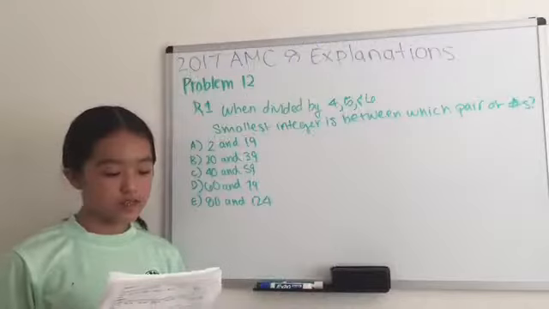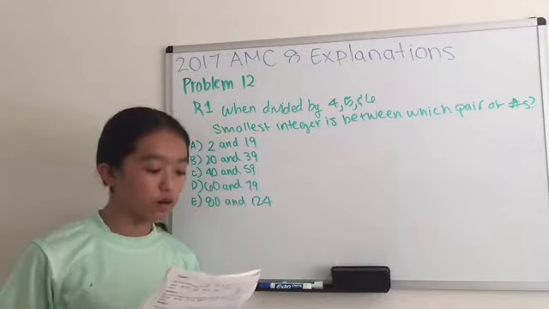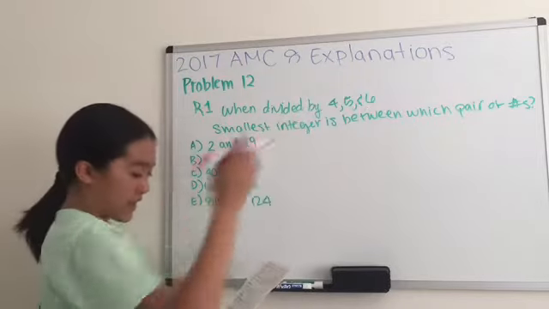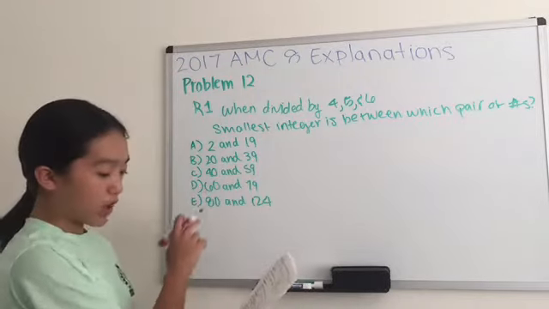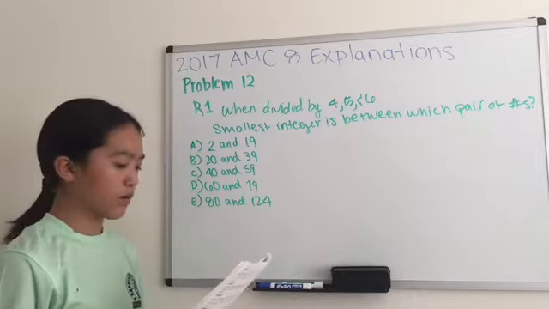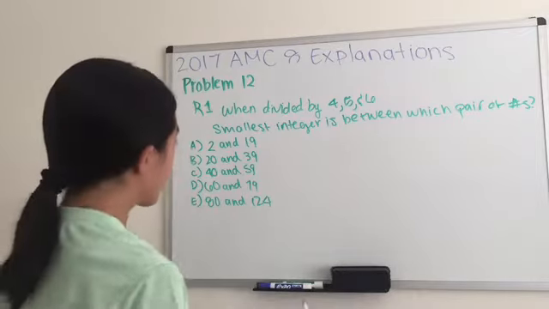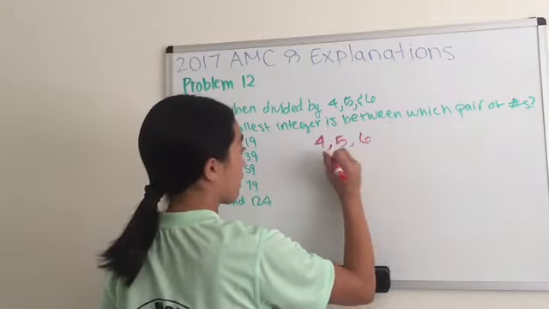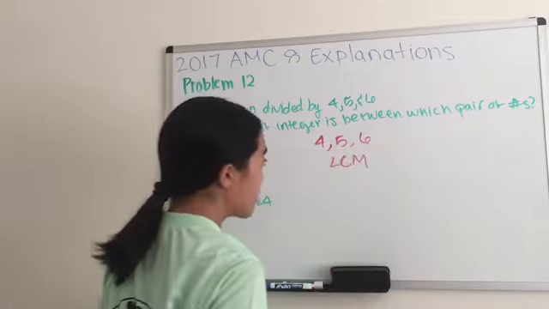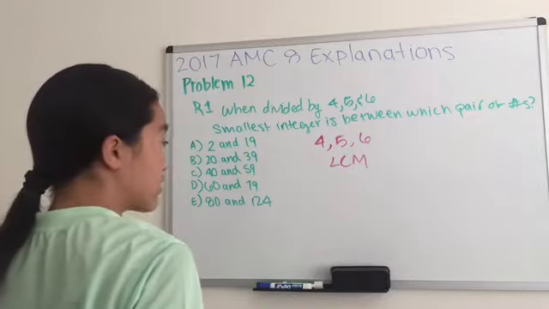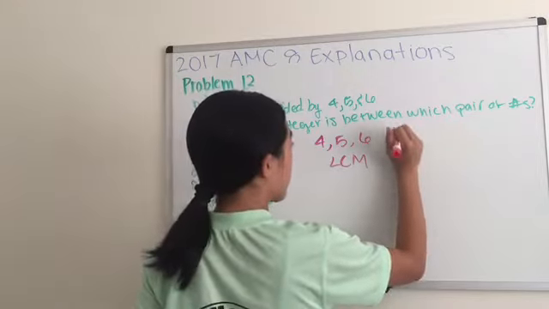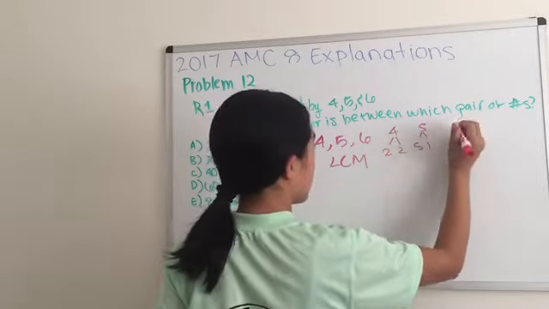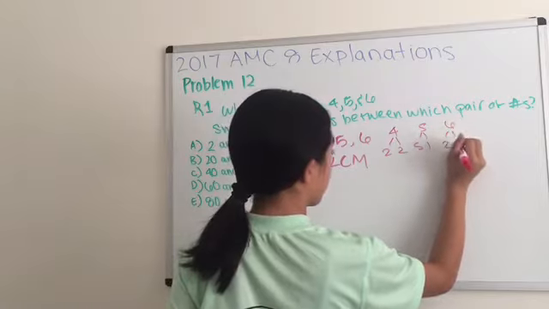Problem number 12 states, the smallest positive integer greater than 1 that leaves a remainder of 1 when divided by 4, 5, and 6 lies between which of the following pairs of numbers? So in order to solve this, we should first realize that we need to find the least common multiple of 4, 5, and 6. In order to do this, we need to first do a factor tree. So 4 goes into 2 and 2, 5 is just 5 and 1, and 6 is 2 and 3.